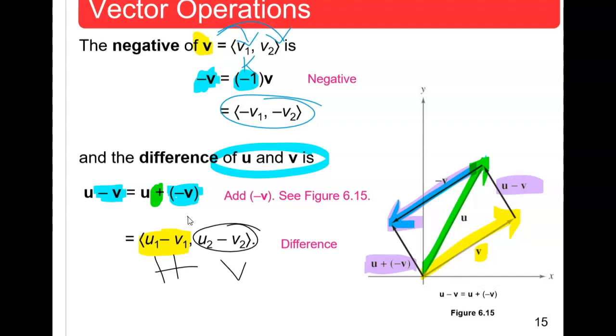So if we add that to vector v, which is the one in green, then we will be adding u plus -v, which is here. So if we have those 2 points connecting to each other, then we will get the result, which will be here.